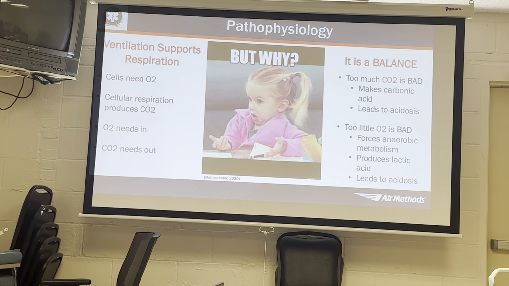This is a pretty straightforward slide. I don't want to undermine anybody's intelligence here, but ventilation supports respiration. So obviously our cells need oxygen in order to make ATP. Without it, we end up producing lactic acid as a byproduct of anaerobic metabolism. And the other thing too is CO2, right?